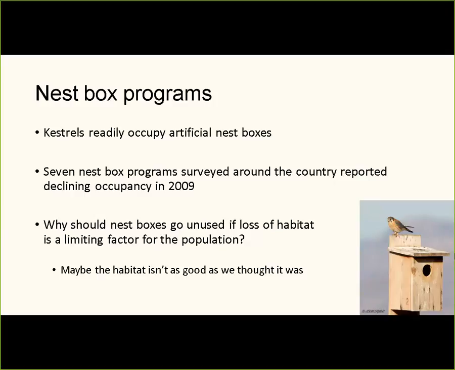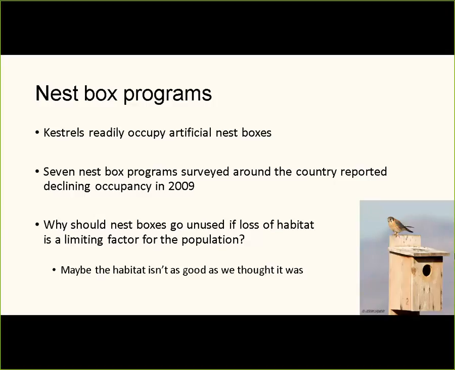But weirdly, that hasn't really happened with kestrels. They use the nest boxes, they successfully lay their eggs, they fledge their young, but all of the nest box programs across the country, the 7 I'm talking about here happen to submit their data to a scientific paper, so that's why I say 7, but I've heard this from a lot of other nest box programs as well, have been reporting declining occupancy as of 2009. So you put out the boxes, a bunch of them get kestrels in them, you think, great, we're going to save the species, and then as the years go by, fewer and fewer kestrels are occupying those boxes.